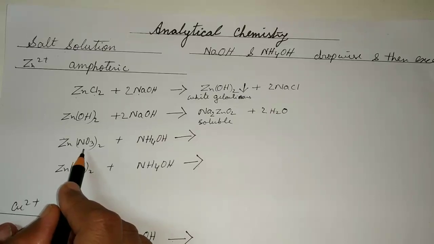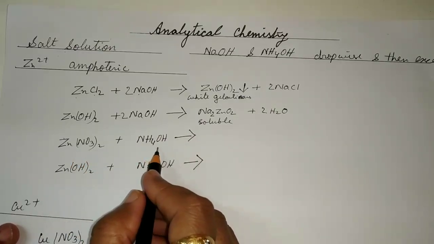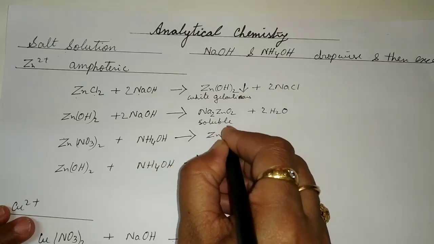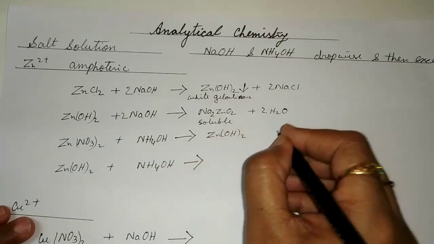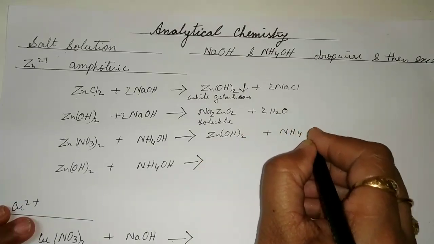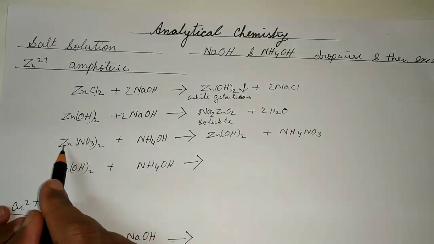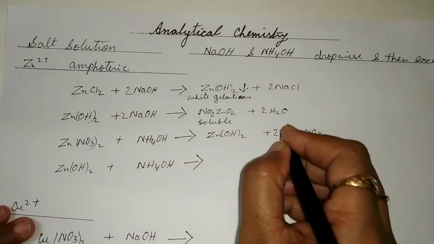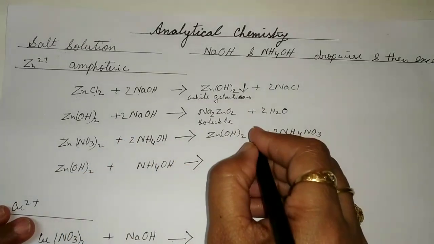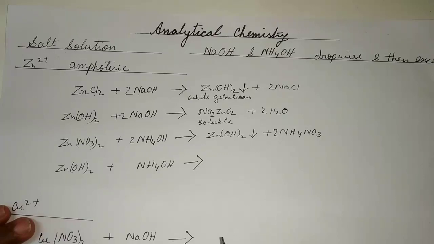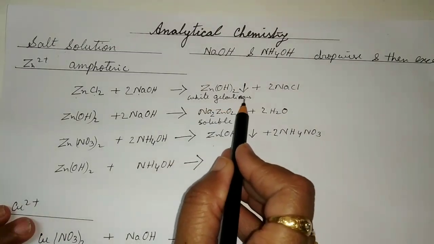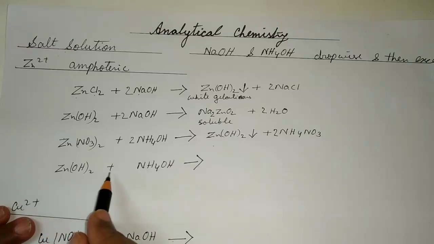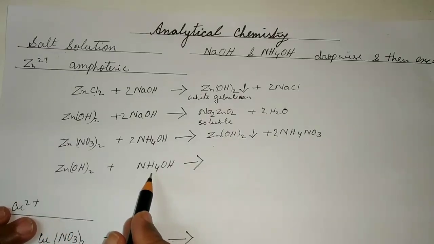If a zinc salt, now I've taken zinc nitrate, is reacted with ammonium hydroxide, the reaction is again a precipitation reaction to give zinc hydroxide plus ammonium nitrate. Zinc hydroxide, ammonium nitrate, when we balance it, this is the equation. Zinc hydroxide is a precipitate and the color will be white gelatinous.